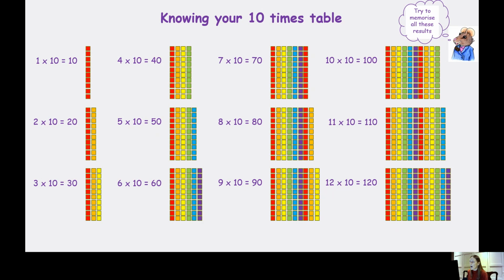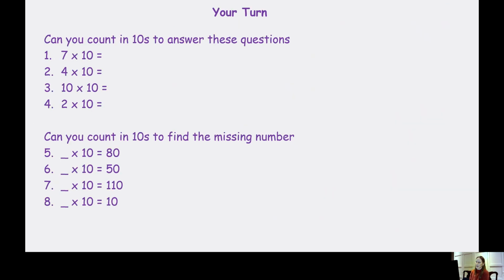Okay, so I've got a few questions for you to have a go at. So this is your turn. So the first questions, can you work out the answer? So for example, 7 times 10, what's 7 lots of 10 equal to? And on the second set of questions, these are about filling in the missing number. So something times 10 is going to make 80, and you have to work out what number goes here, what number times 10 makes 80.